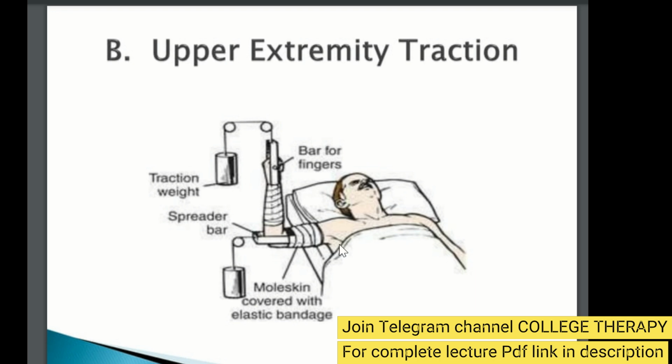Now we come to the upper extremity traction, meaning both upper limbs. You can see in this diagram the parts of the traction: weight, spreader bar and bar for the fingers, moleskin covered by the elastic bandage.